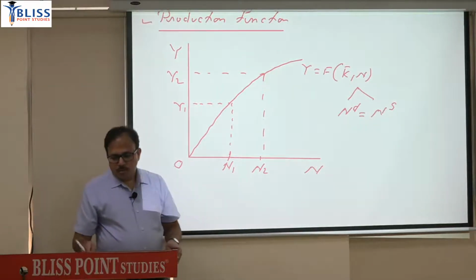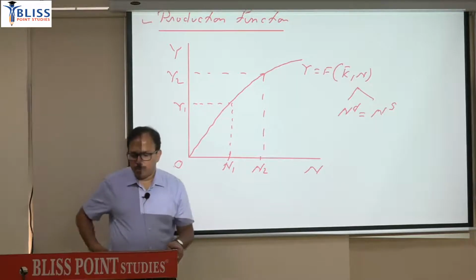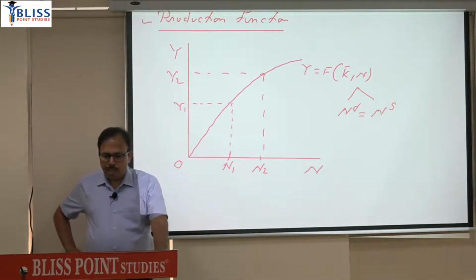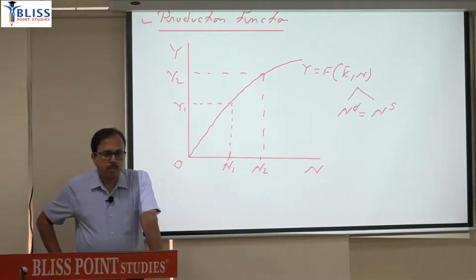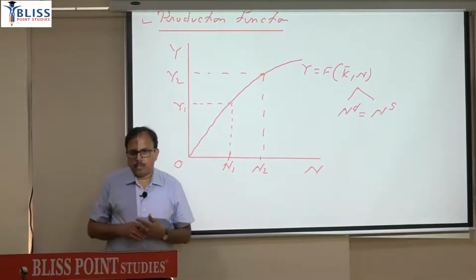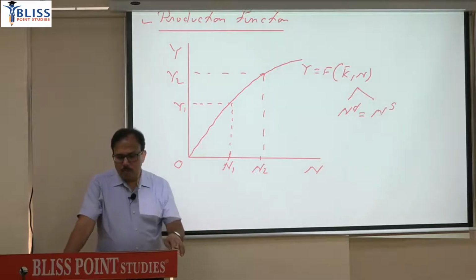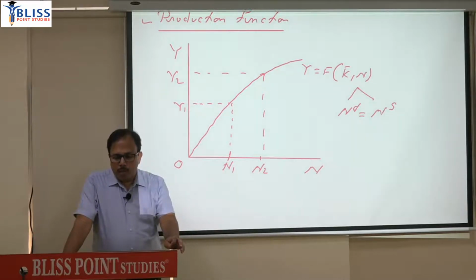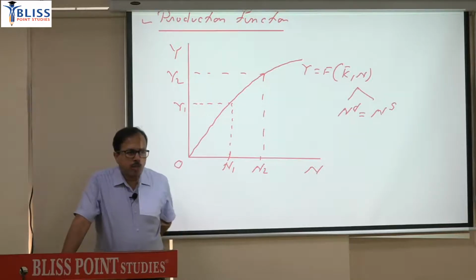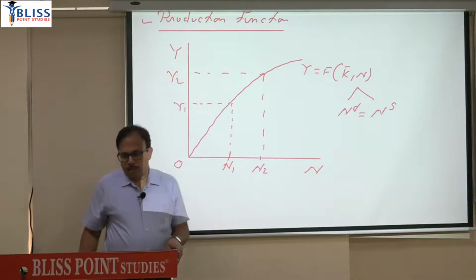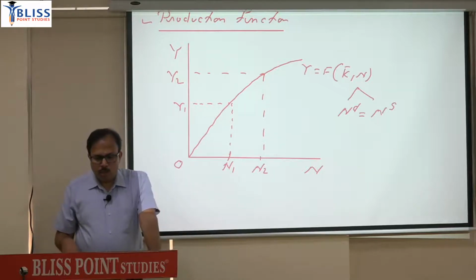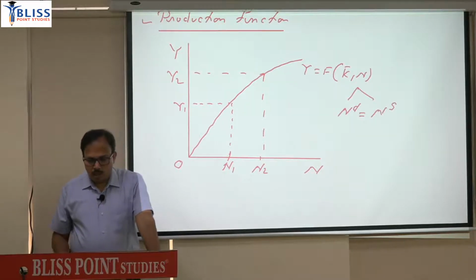And production function summarizes the relationship between total input and total output. Production function summarizes the relationship between total input and total output, assuming a given technology.